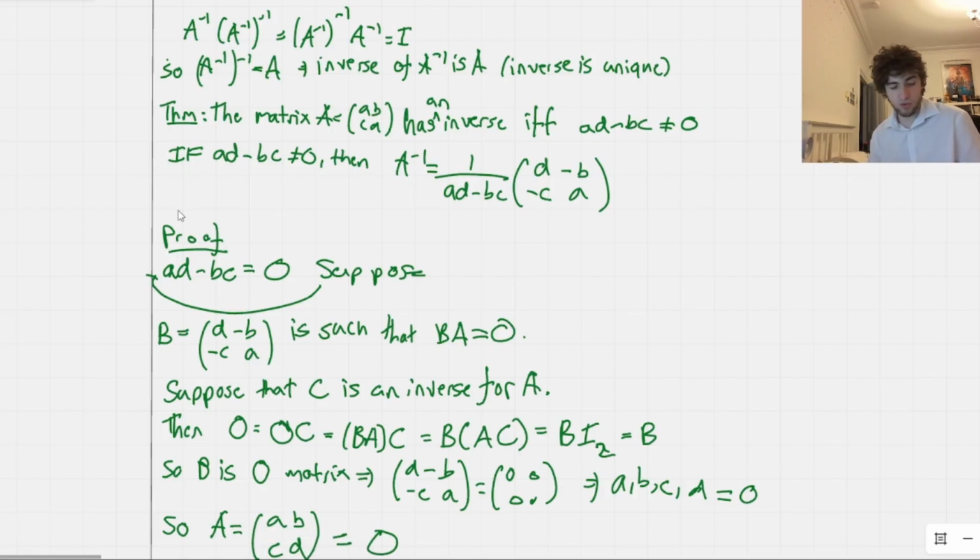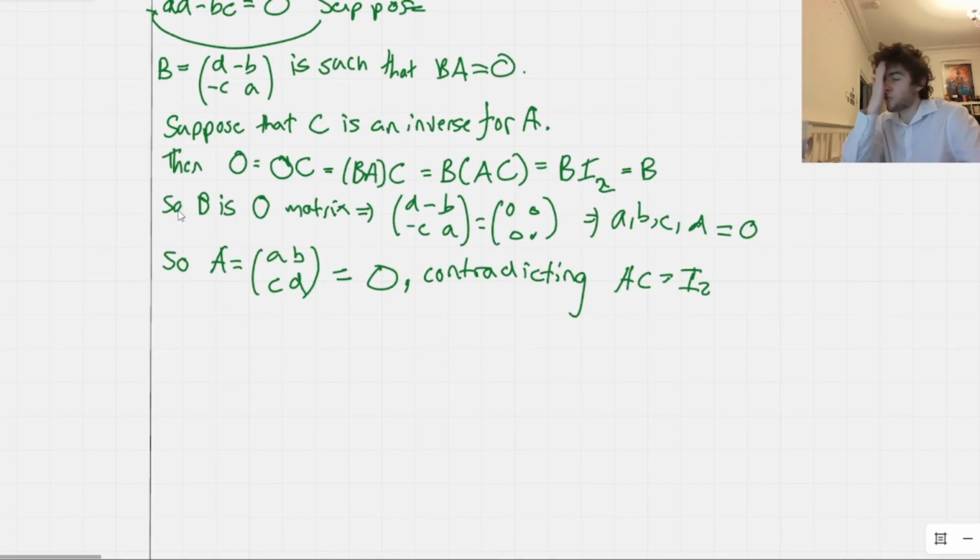So that effectively contradicts the fact that AC is the identity matrix, the 2 by 2 identity matrix. Because if A is a 0 matrix, then the 0 matrix multiplied by any other matrix just gives you the 0 matrix right back. You cannot multiply the 0 matrix by another matrix and get the identity matrix. It's not possible, so it's a contradiction, and therefore C does not exist.